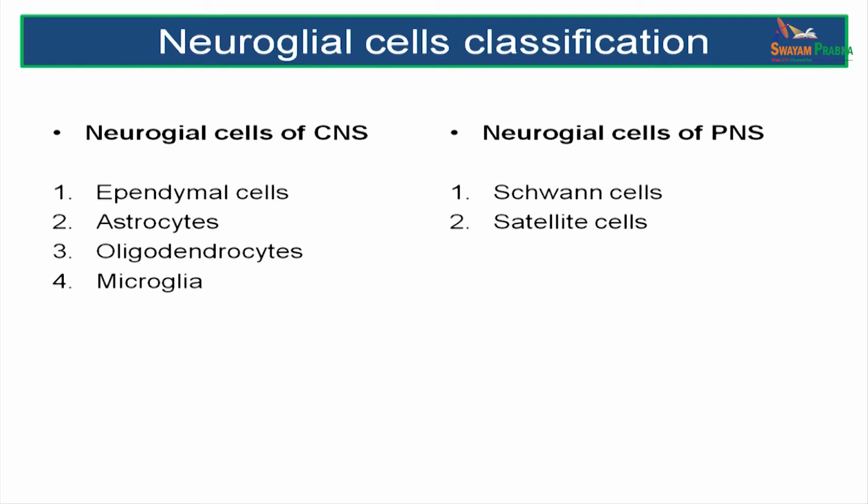Neuroglial cells are classified based on whether they lie in the central nervous system or the peripheral nervous system. In the central nervous system, you get ependymal cells, oligodendrocytes, microglia and the astrocytes, whereas in the peripheral nervous system, you get Schwann cells and the satellite cells. Now let's study a few details about each of these cells we have mentioned.